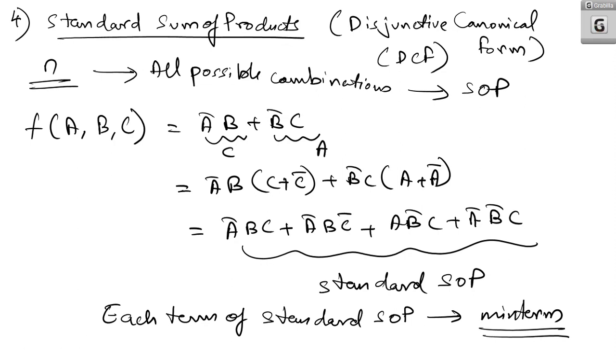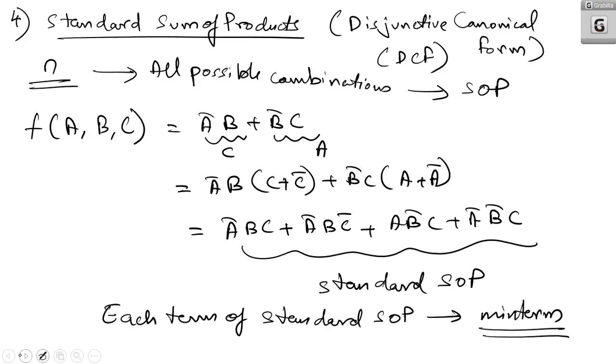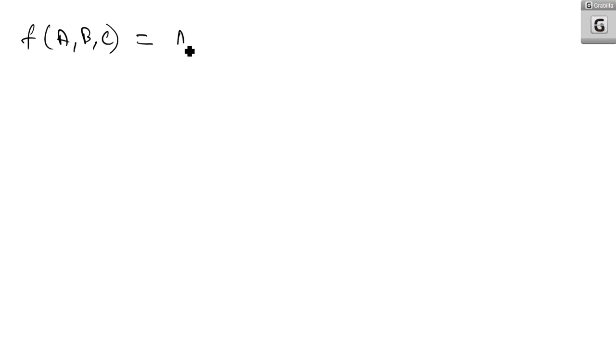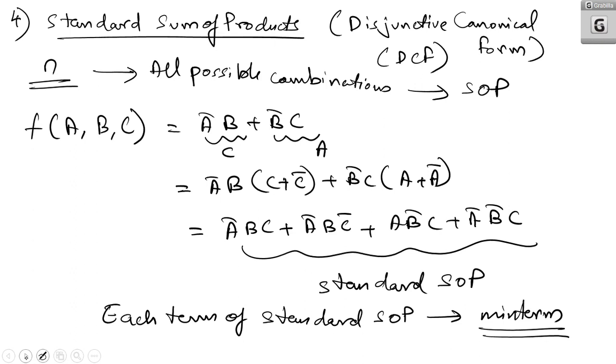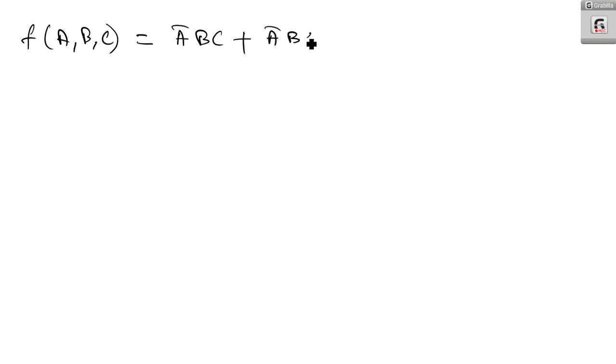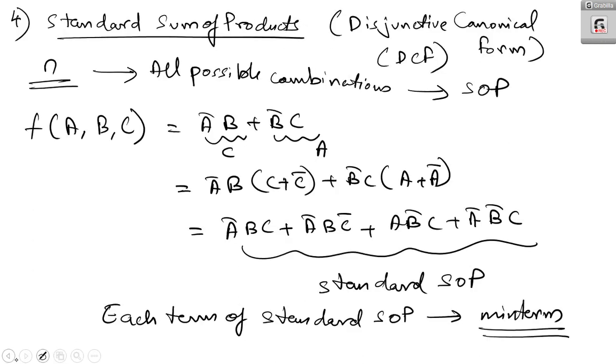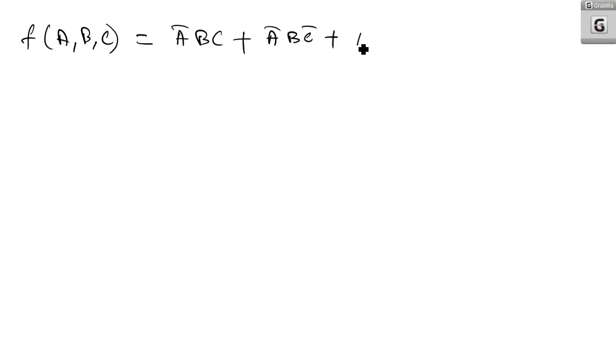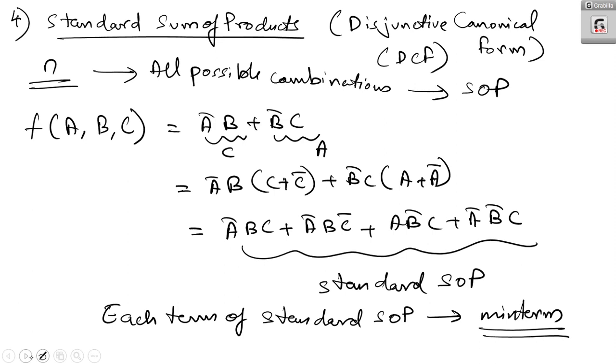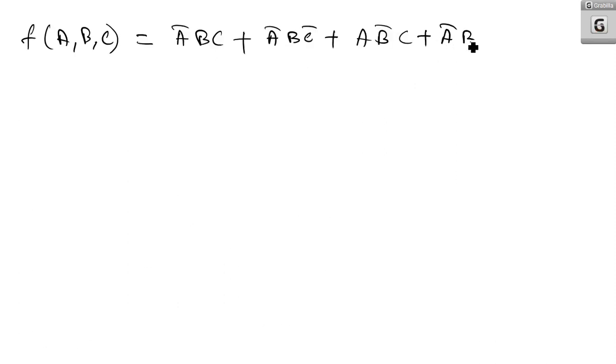Then after that we will go with the standard product of sums form. So I will take this example only. I have f of a, b, c. I am writing the standard SOP form: a bar b c, or a bar b c bar, or a b bar c, or a bar b bar c.